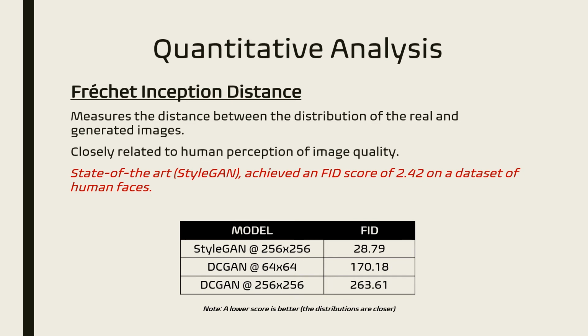The current state of the art was achieved by StyleGAN on a dataset of human faces at a remarkable FID of 2.42. Our StyleGAN model achieved an FID score of 28. Our DC-GAN model at a resolution of 64 by 64 achieved an FID of 170, and an FID of 263 at a resolution of 256 by 256.